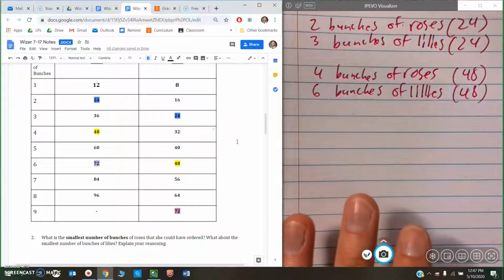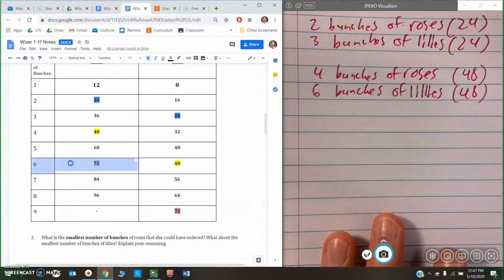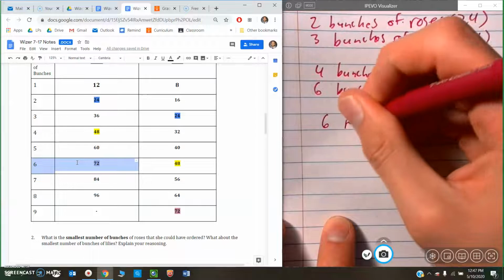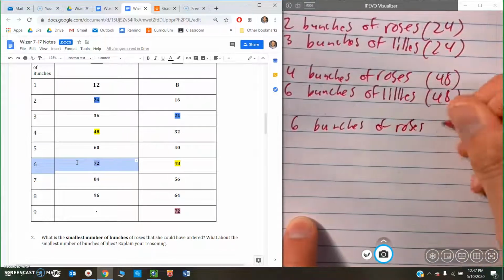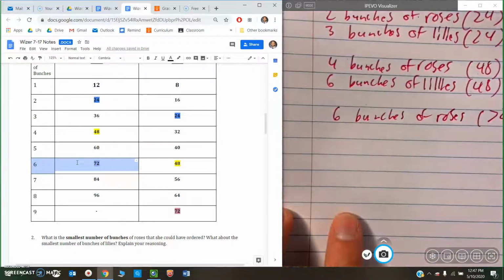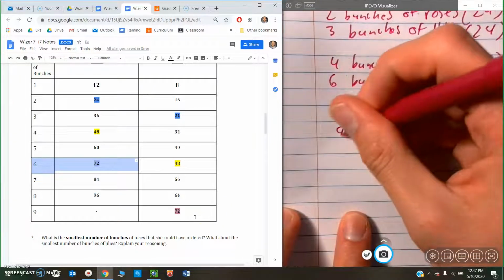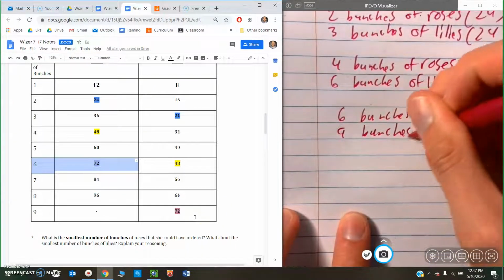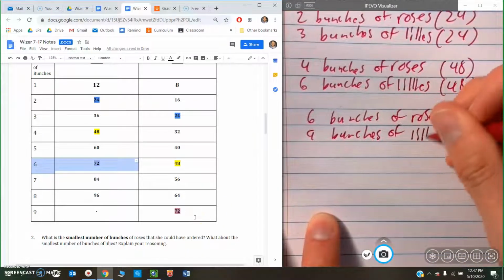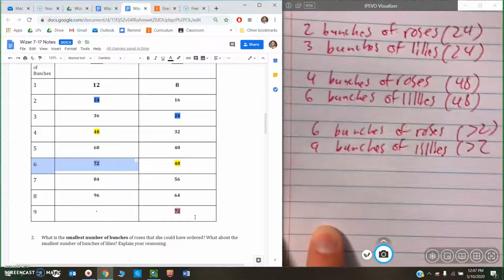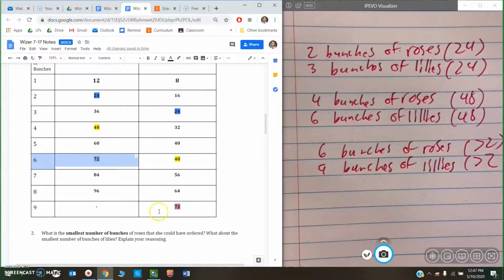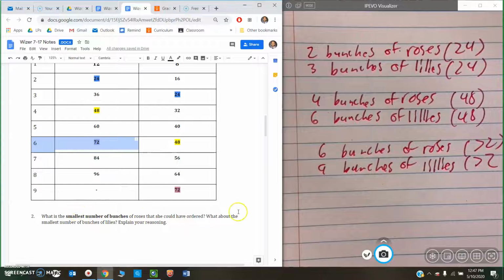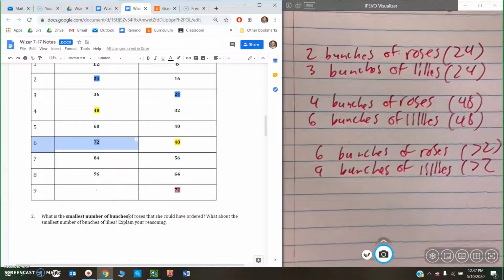Right, so if she ordered, I can see here that that would be 6 bunches of roses. Gives her 72, and that would be 9 bunches of lilies. Would also give her 72. So these are the 3 different possibilities for her order. So what is the smallest number of bunches of roses that she could have ordered? What about the smallest bunches of lilies?